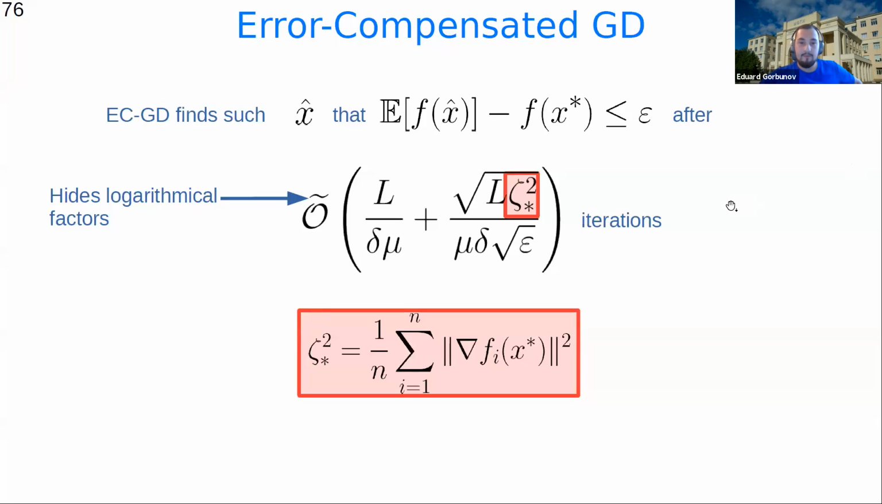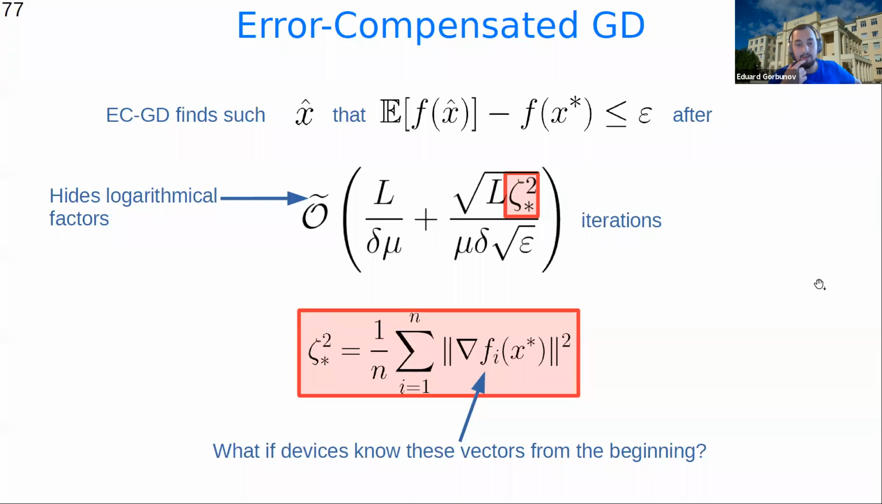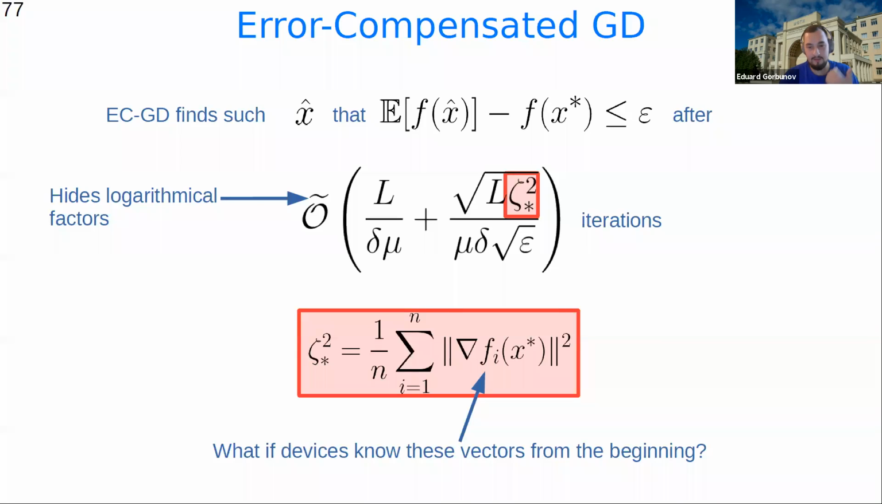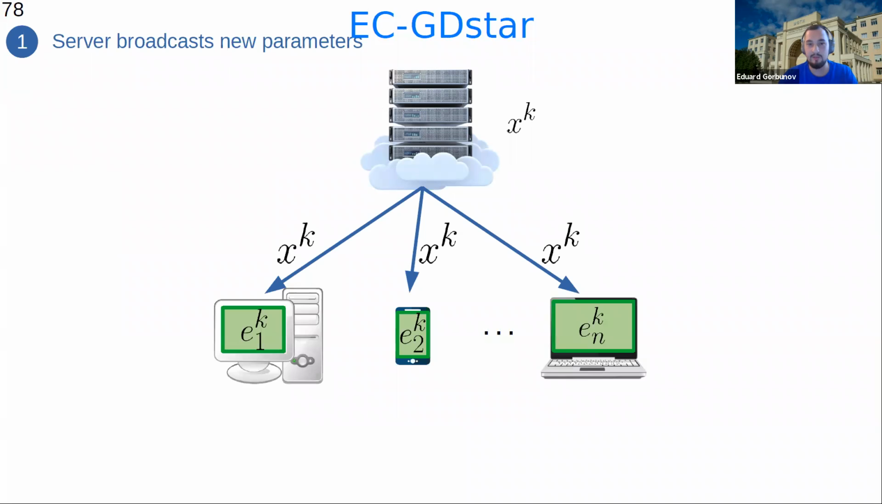Let me simplify the bound for error-compensated SGD and just consider the bound for error-compensated GD, gradient descent. Here, sigma squared is 0 because workers compute full gradients. And still we have here a sublinear term, and this term depends on the gradients at the solution. So one might ask: what if devices know these vectors from the beginning of the work of the method? Actually, one can use this information and shift the gradients by these vectors, the gradients at the solution, and obtain a linearly convergent method. So this is the idea of error-compensated GD star.